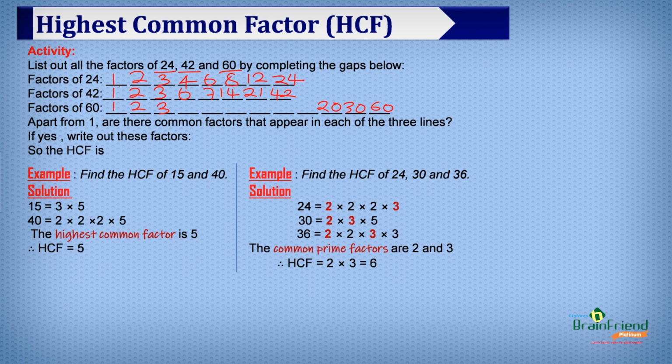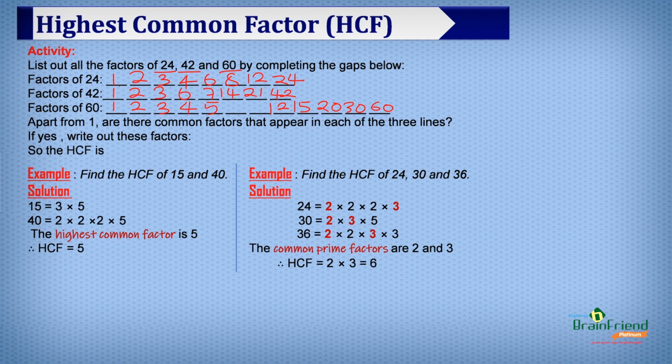4 can also go. 4 into 60 is 15. So we write down 4, and then we have 15. How about 5? Do you think 5? Yeah, 5 can go. So we have 5 into 60 would be 12. So we can list 5 and 12.